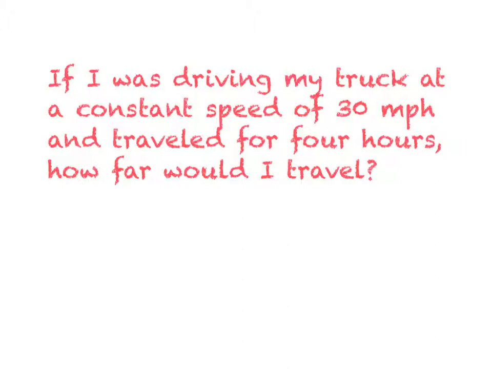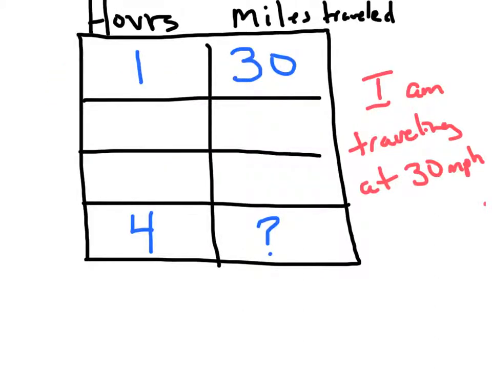So let's look at this problem. If I was driving my truck at a constant speed of 30 miles per hour and traveled for 4 hours, how far would I travel? If I make a table and label one side hours and the other side miles traveled, I know in this problem that in 1 hour I travel 30 miles. So I can say in 1 hour I travel 30 miles. Now I need to find out in 4 hours, how many miles do I travel?